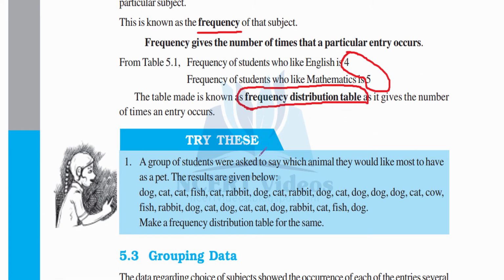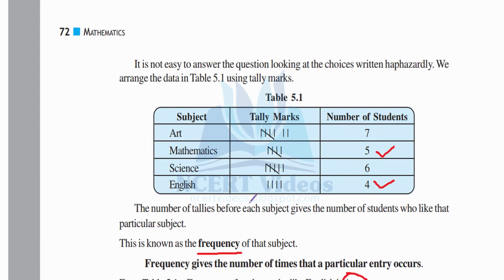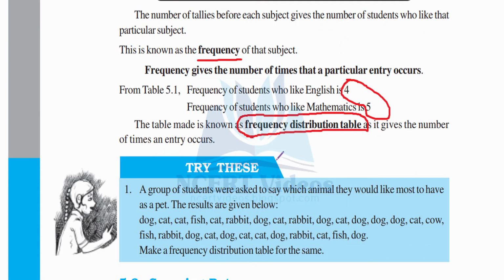Now it says we have to try these. So you can do it. It is just a representation of different pets a group of students would like to have. You can construct such a representation using tally marks that we have already discussed.